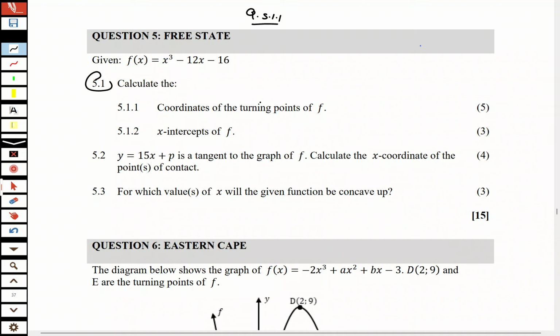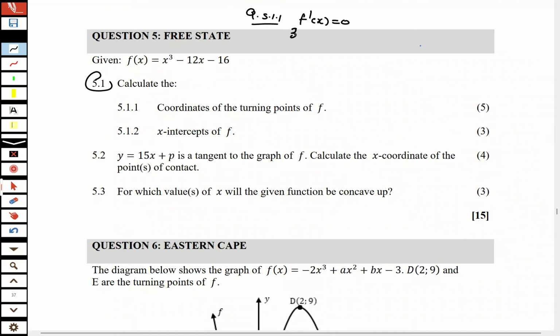Guys, you know the turning point depends on the first derivative. Concavity depends on the second derivative. The turning point depends on the first derivative. So take the first derivative and then equate to 0. You know the gradient at the turning point is what? It is 0. So you equate to 0, taking the first derivative of this.